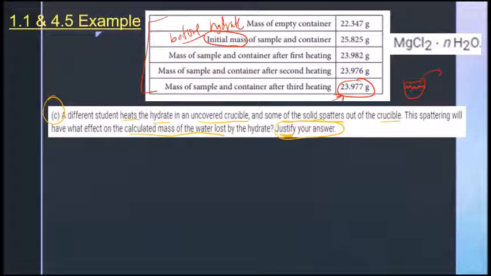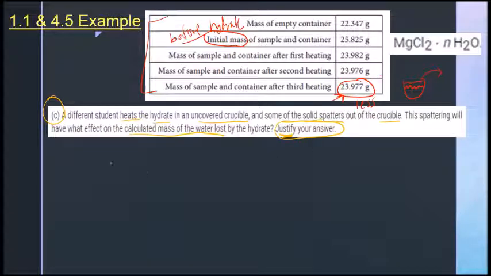So this value right here should be what? If some of it spatters out, is it going to be 23.977 anymore? No. What's going to happen to this value? Is it going to be greater than or less than it should be? It's going to be less than it should be. Exactly right. Less.